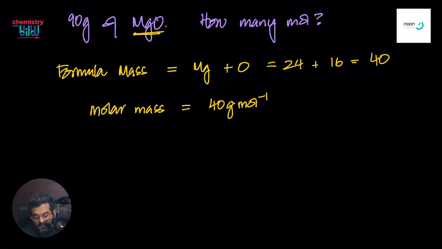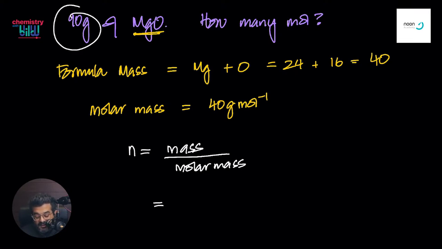Now, formula mass is this, molar mass is this. Then what I have is this. So how do I find the moles? The goal is to find the formula mass, then the molar mass, and then plug in the formula: number of moles is mass over molar mass. Simply that. Mass was given to us, 90 grams, and molar mass is 40 grams per mole.